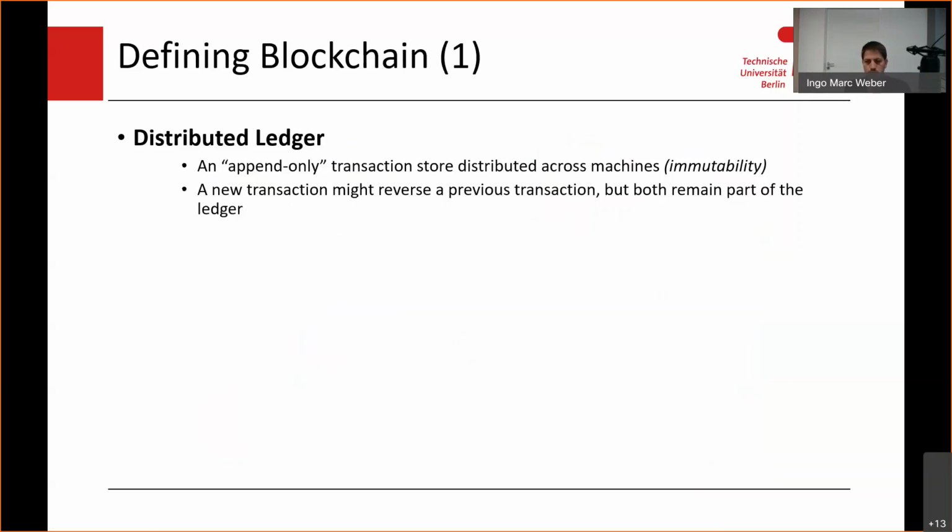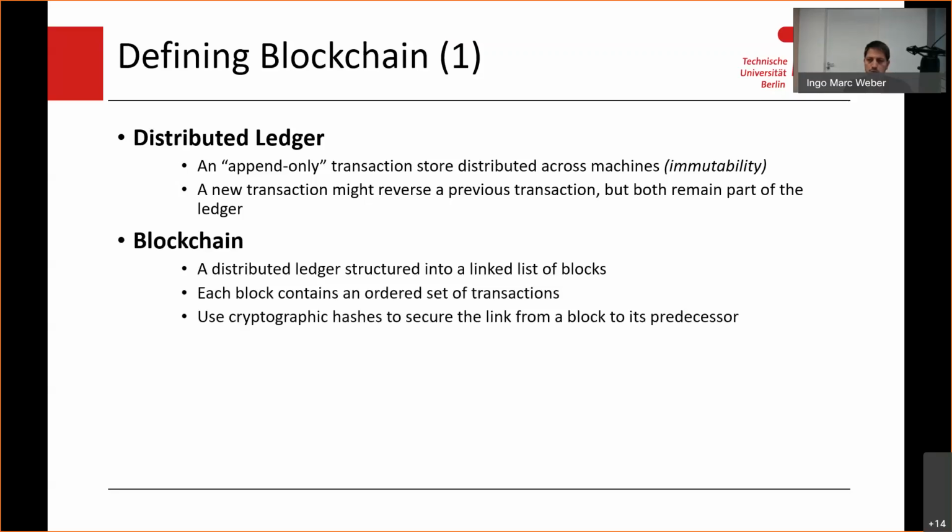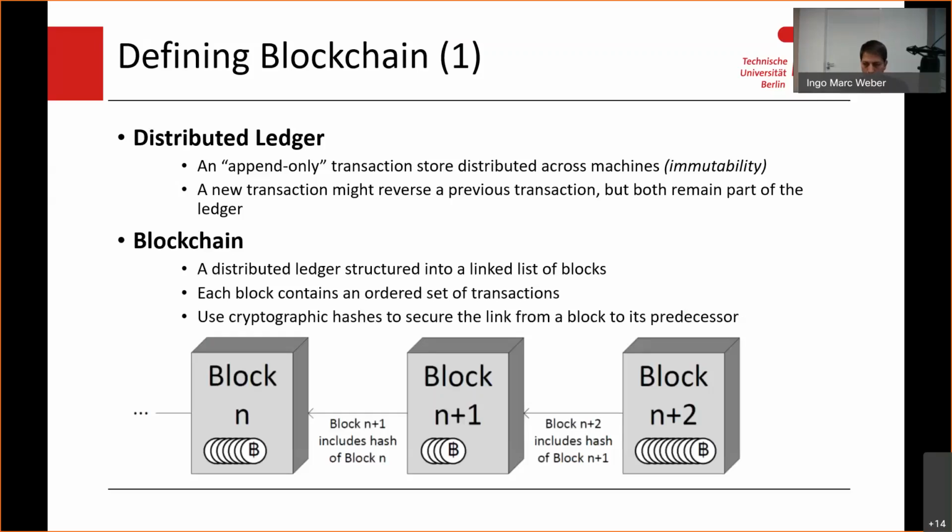Starting from distributed ledger, which is an append-only data store of transactions distributed across machines, we then define blockchain as a particular type of distributed ledger, which is structured into a linked list of blocks. The blocks each contain an ordered set of transactions, and we use cryptographic hashes to secure the link from one block to its predecessor. I'm sure you're all familiar with variants of such a picture as here on the bottom. So this is on the conceptual level: what's a distributed ledger? What's a blockchain?